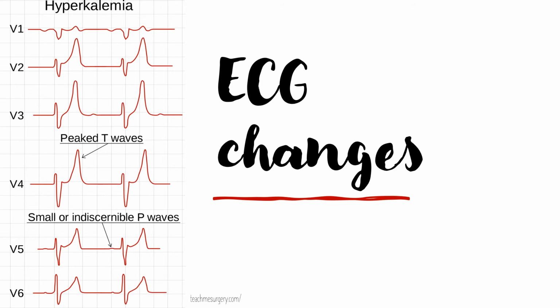So we know we can recognise hyperkalemia on blood tests, VBGs and ABGs, but also on an ECG. Some of the things you may notice are tall tented T waves. You can see this in V4 of the ECG on the screen. The T waves are abnormally large and tented in shape.